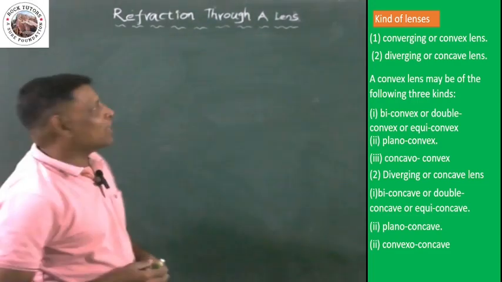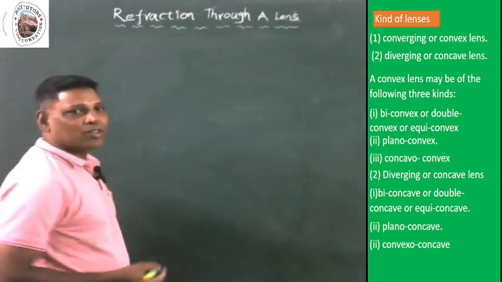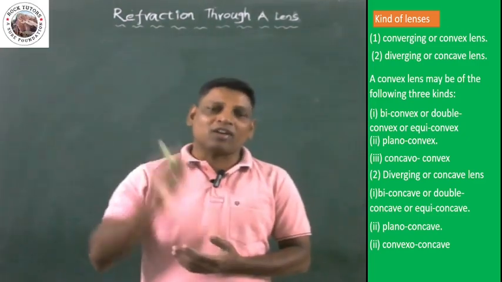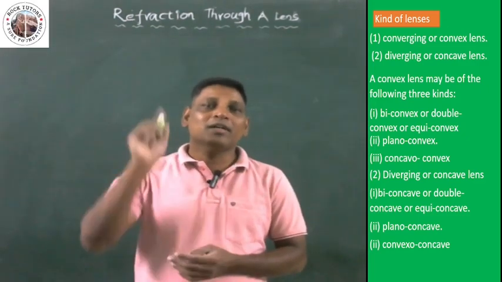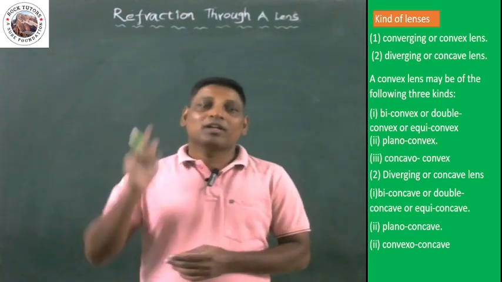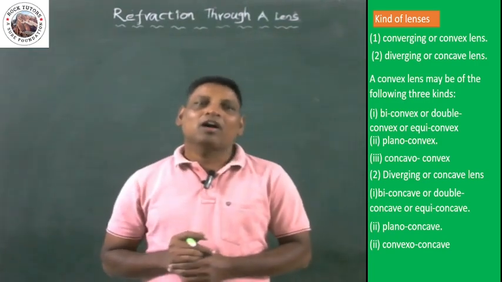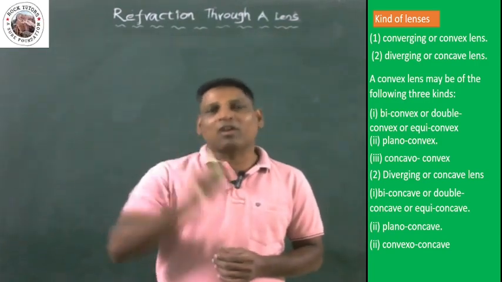There are 3 types in a convex lens. One is biconvex, double convex or equiconvex.